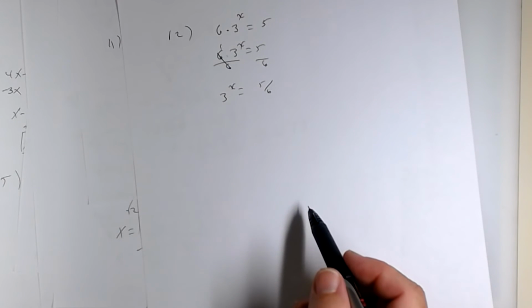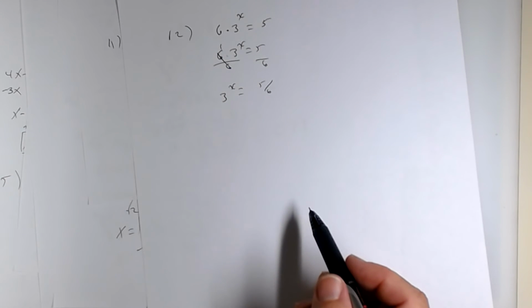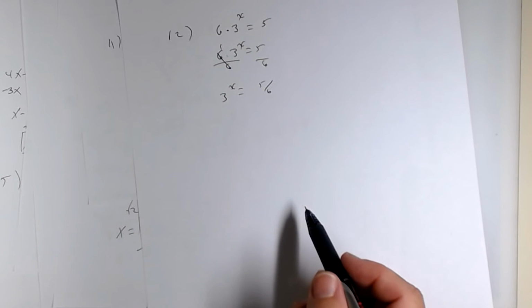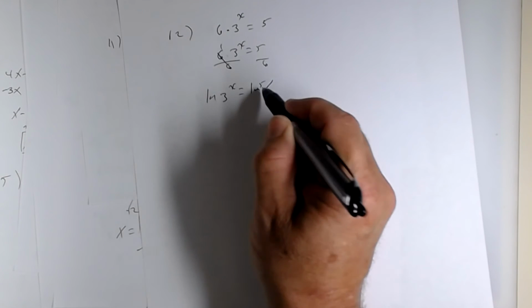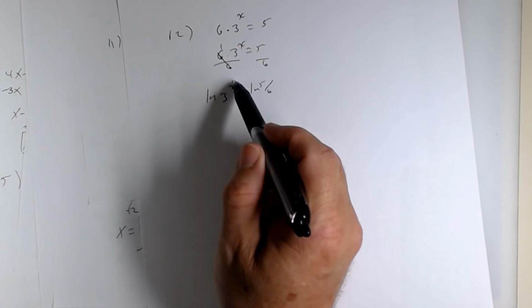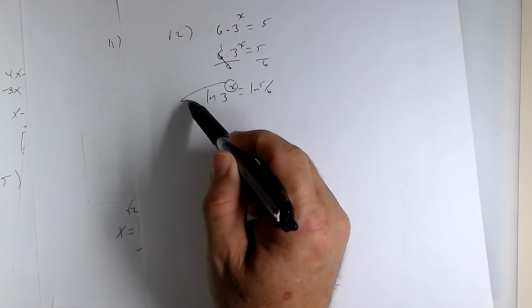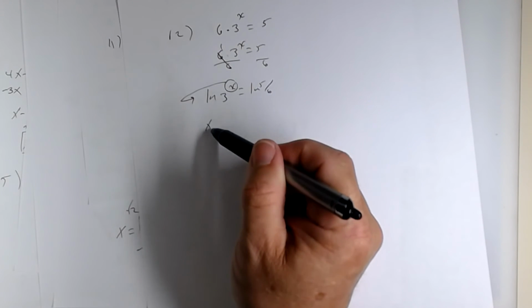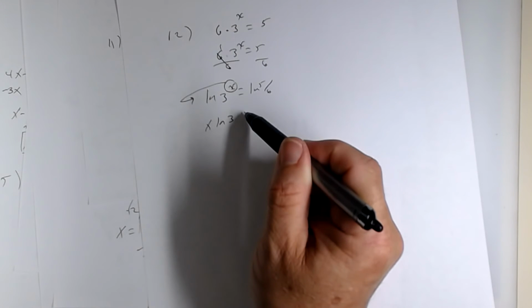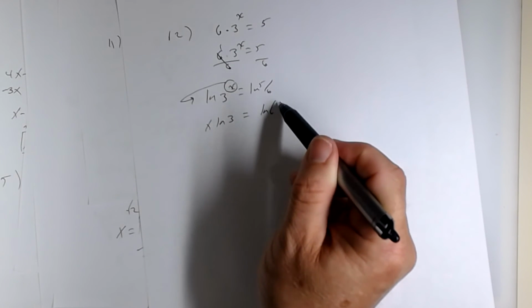You can use the regular log, the common logarithm, or the natural log. It doesn't matter. Let's just use the natural log. So it's the natural log of 3 to the x is equal to the natural log of 5/6. So take the x out in front. That's x natural log of 3 equals natural log of 5/6, correct?